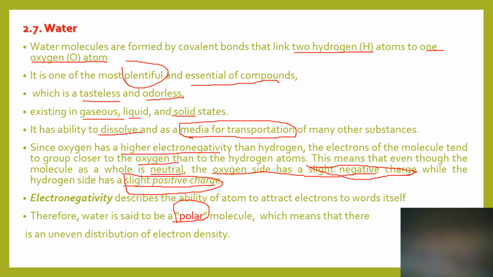Therefore, this is a very important characteristic of water for the formation of hydrogen bonds in water molecules. Electronegativity is described as the ability of an atom to attract electrons toward itself. When you compare the electronegativity of oxygen and hydrogen, oxygen has higher electronegativity than hydrogen, because electrons spend most of their time around oxygen.